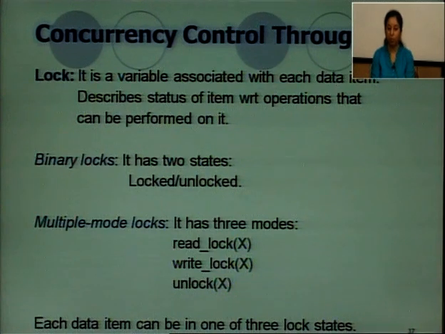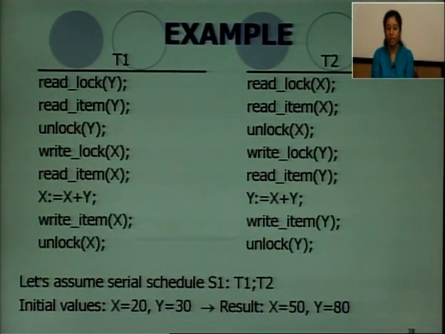There are basically two types of locks. The binary lock has two states: locked and unlocked. The multiple mode lock has three modes: read lock, write lock and unlock. Each data item can be in one of the three lock states. So, there are two types of locks, binary and multiple. Binary has two modes, locked and unlocked, and multiple mode has three modes: read lock, write lock and unlock. This is an example of a lock system.